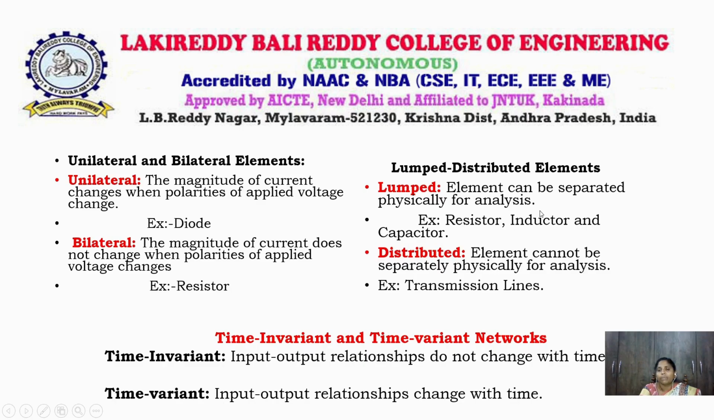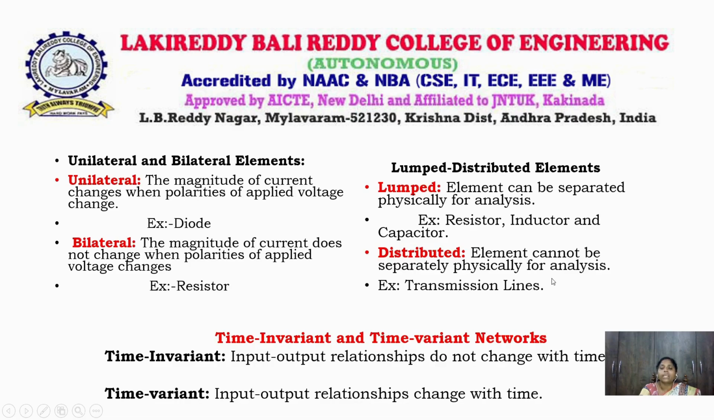Now coming to lumped and distributed elements. Lumped means the elements can be separated physically for any analysis. Those types of elements are lumped elements, and examples are resistor, inductor, and capacitor. Now coming to the next one, distributed.